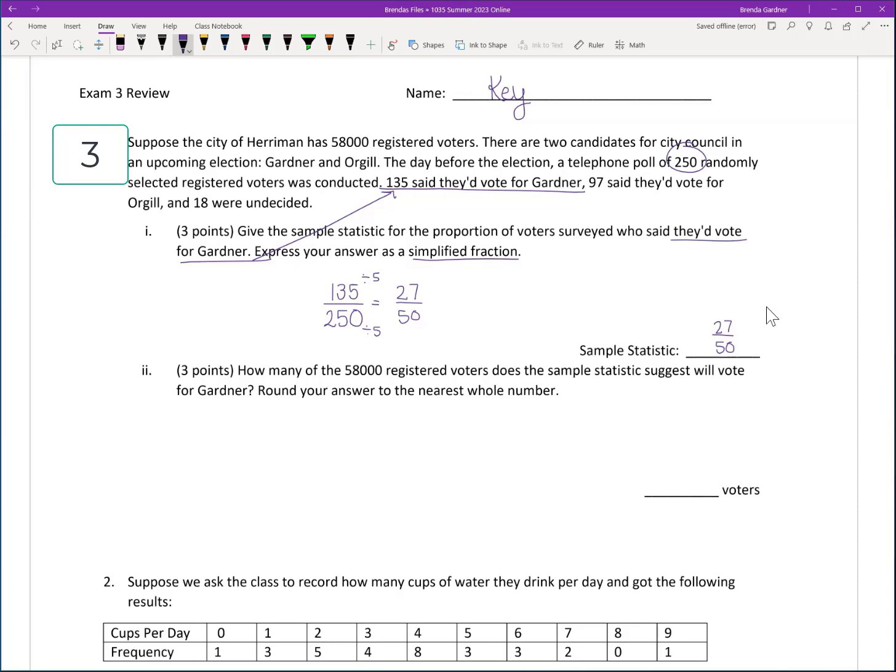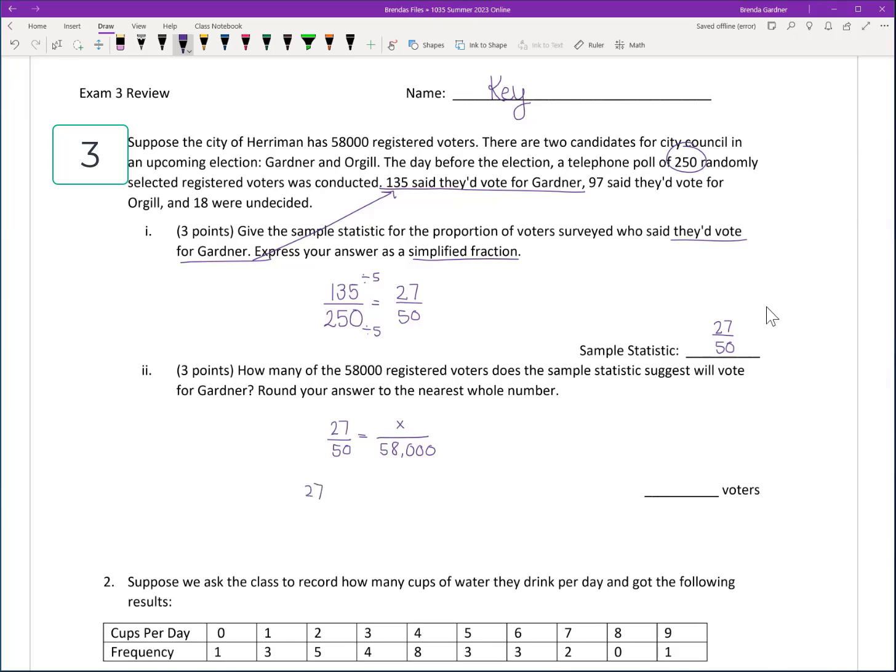So part 2: how many of the 58,000 registered voters does the sample statistic suggest will vote for Gardner? And so because I left this as a fraction, I'm going to go ahead and set it up as a proportion. So going back to what we learned about in module 1, you can set up a proportion. If basically 27 out of every 50 people plan on voting for Gardner, you want to know how many out of 58,000 voters. So we can do this by cross multiplying.